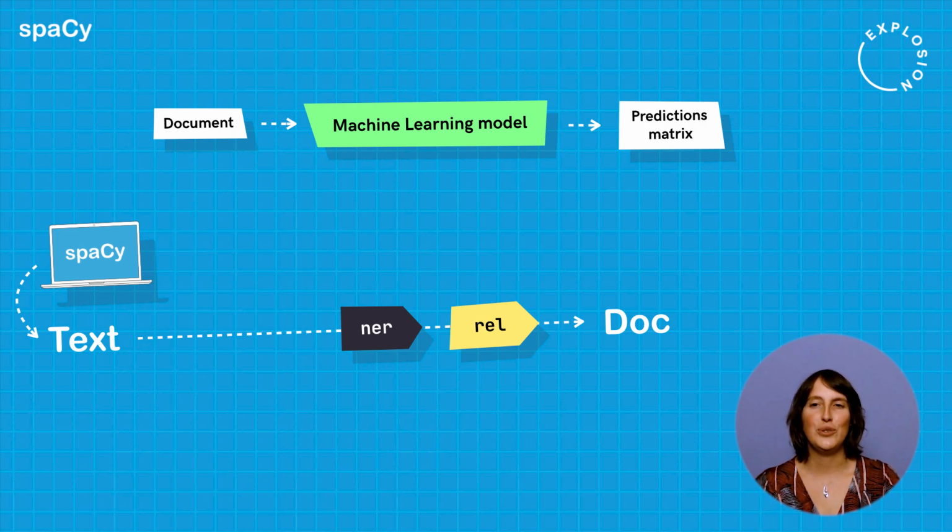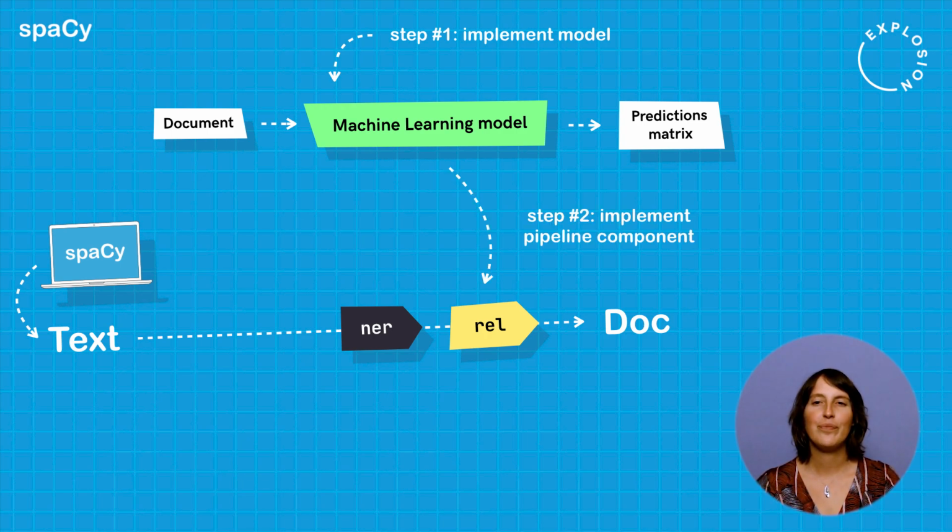So here's what we're going to do. We will create a new spaCy pipeline component that predicts relationships between genes and proteins. This requires three main steps. First, we'll build a machine learning model that takes a document as input and outputs the predicted relations. We'll then use this model to power a pipeline component that integrates seamlessly within a normal spaCy pipeline.